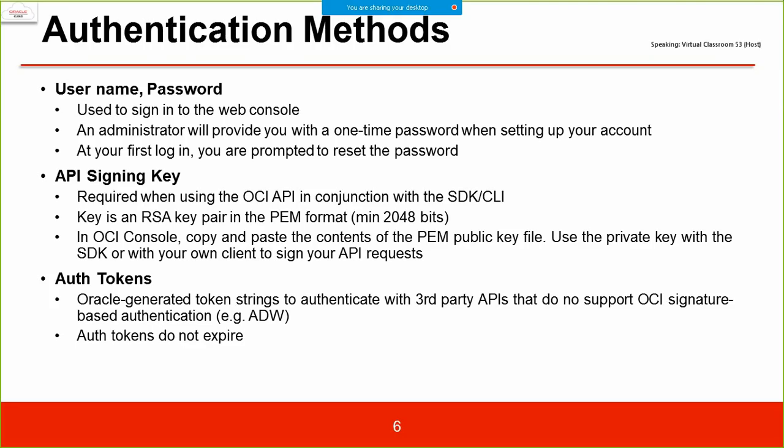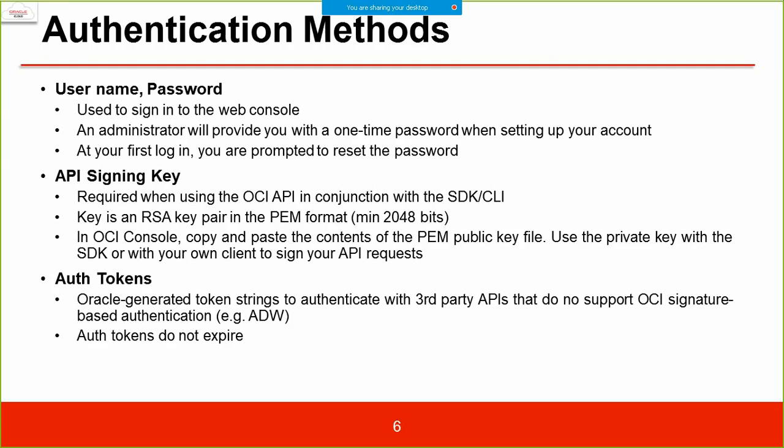Now you notice that we saw authentication methods for a user: username and password, used to sign into the web console. An administrator will provide you with a one-time password when you're setting up your account, and this is what you got in your mail. You got a URL, you got a user ID, you got a password. At first login, you are prompted to reset the password, and this is what will be done. Remember, the password has to be complex. You have to take note of it, and be careful about the password choosing. Take note of whatever you do, because that will be required daily.